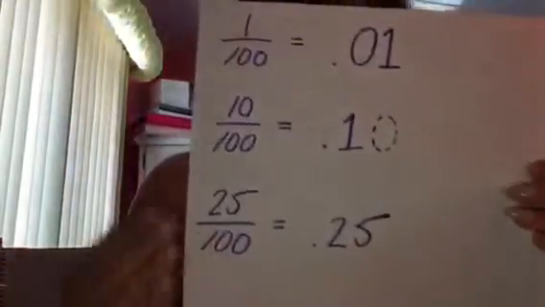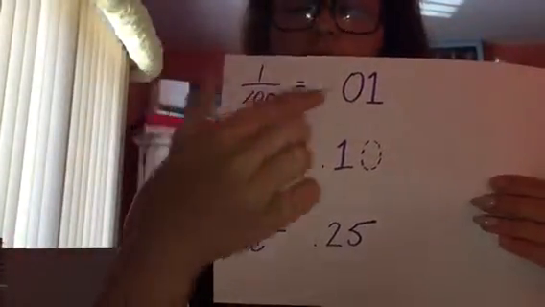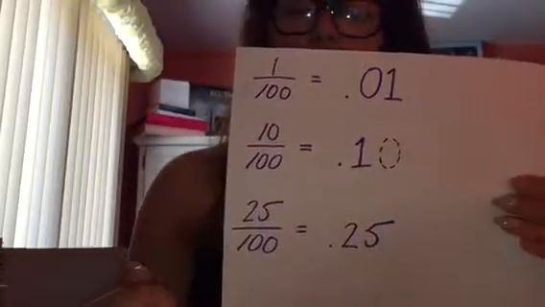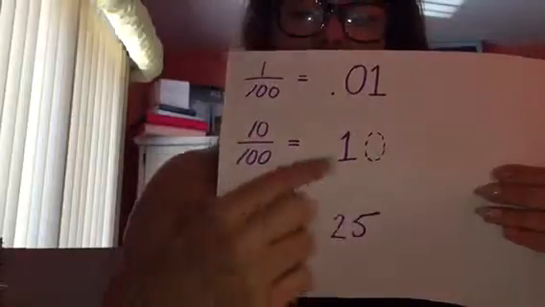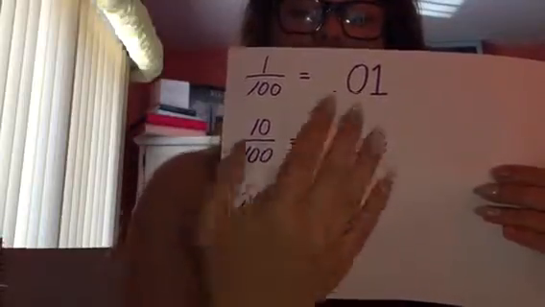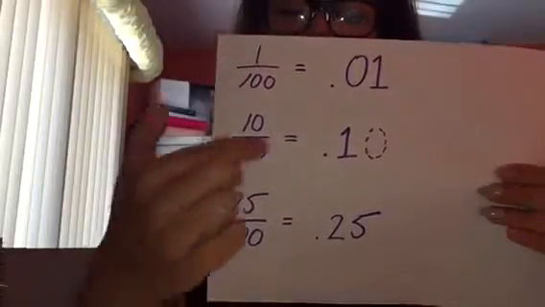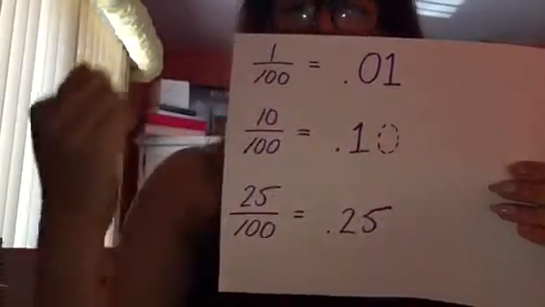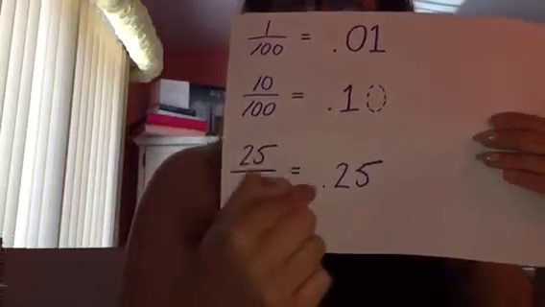I also have this chart to show you what they all look like in comparison to one another. 1 over 100 is 0.01, as we discussed. 10 over 100 is 0.10, and I made the imaginary 0 because you don't have to write it, but I wanted to show it to you to show that there are 0 hundredths in this scenario. And 25 over 100 is 0.25, as we just discussed.